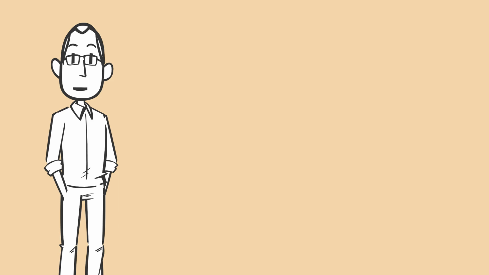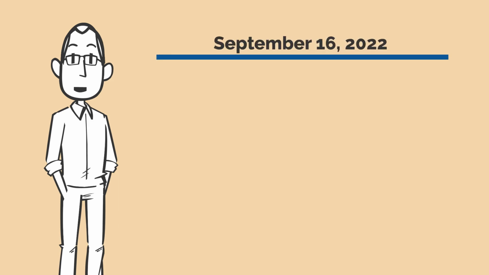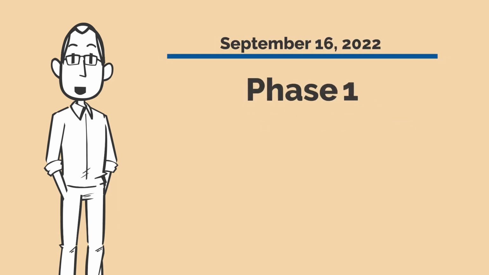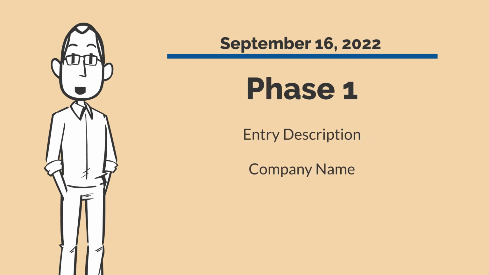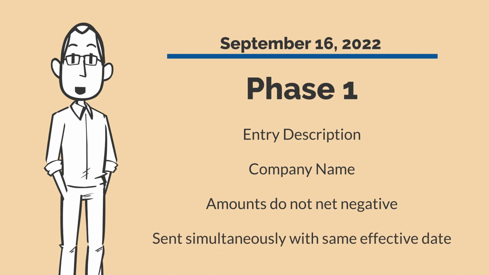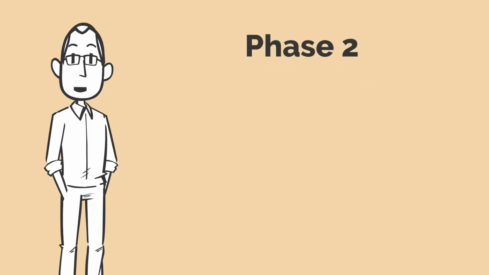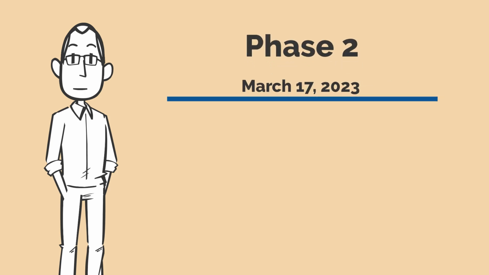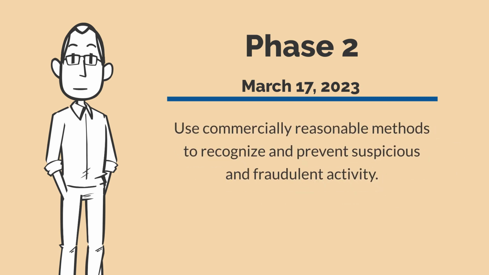All the rules requirements we just discussed are effective September 16th of 2022, which is Phase 1 of the rules change. This includes entry description, company name, amounts do not net negative, and if sending credits and debits, they are sent simultaneously with the same effective date. Phase 2 of this rules change is effective March 17th of 2023 and requires companies sending microentries to use commercially reasonable methods to recognize and prevent suspicious and fraudulent activity.